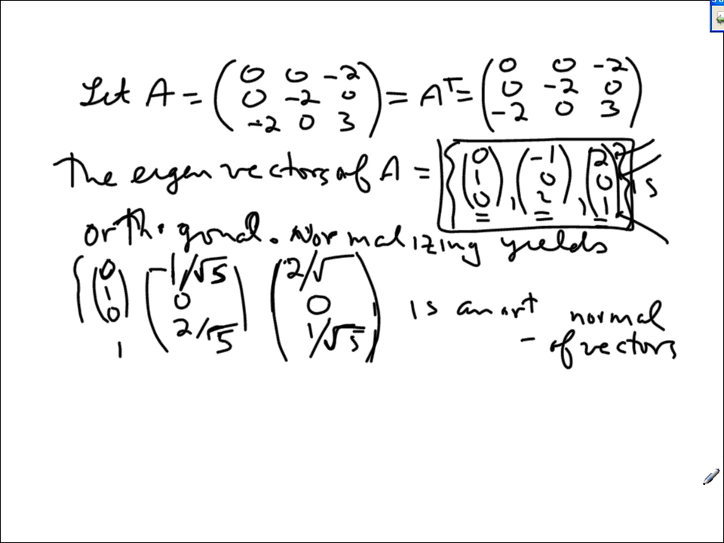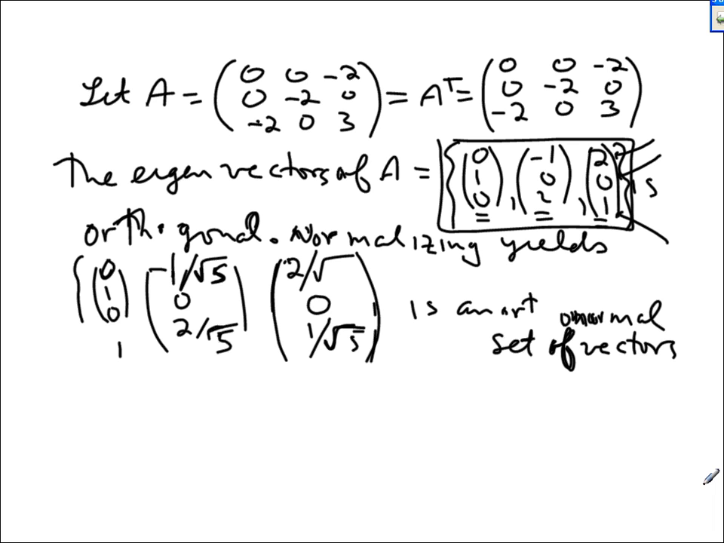Okay, so we have, and I want to write it down so we can read it. We have an orthonormal set of vectors.